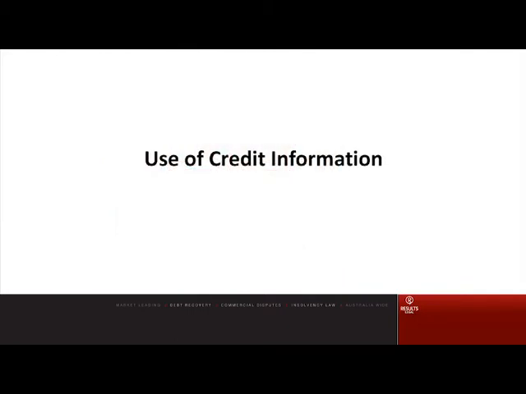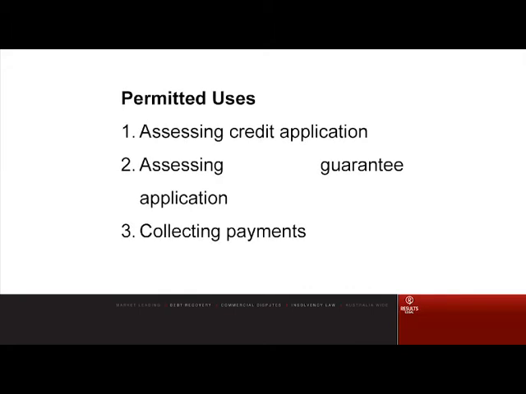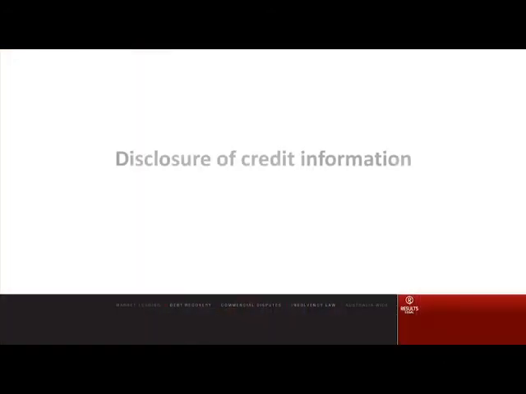The other thing is how we can use the information once we do have it. Our permitted uses are, one, assessing credit applications, two, assessing a guarantee application, and three, collecting payments. That's essentially, as in the commercial credit world, if we want to collect that credit information, then these are the three things that we can use credit information for, but we can't use it for any other purposes. And then in terms of the disclosure of the information, we need to have a signed privacy statement to be able to disclose the information.